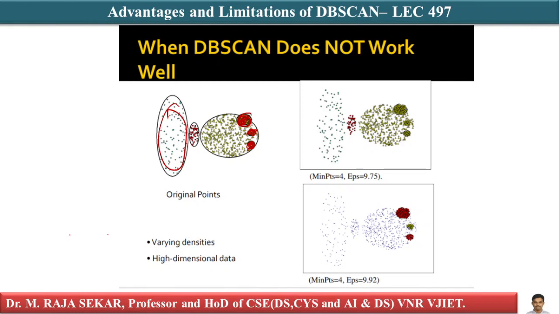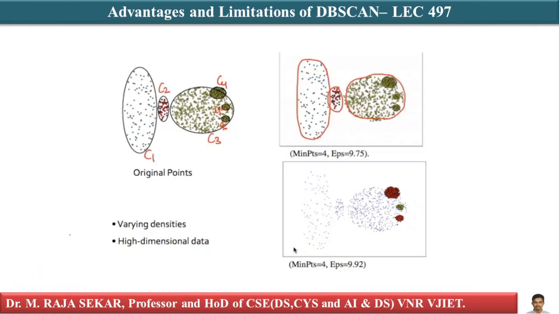Now I choose my min points equal to 4 and EPS equal to 9.75. I would get my clusters as follows. This is cluster 1, let me say cluster 2, cluster 3, something like that, isn't it? I would get my clusters as follows, for min points equal 4 and EPS equal 9.75.